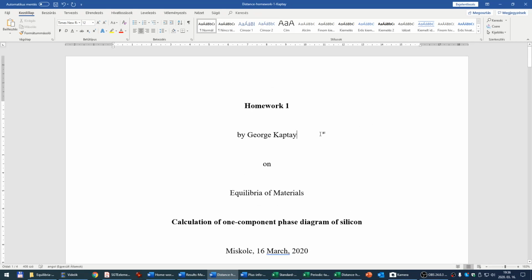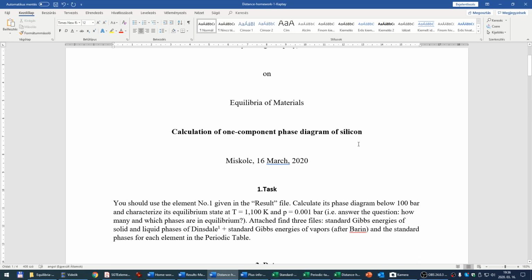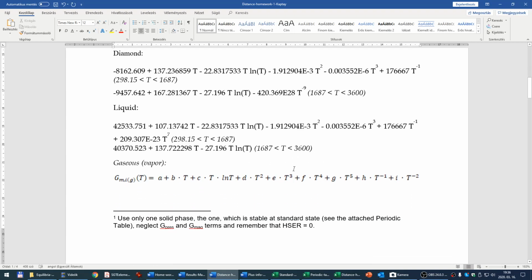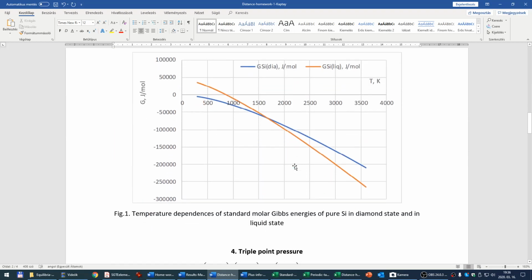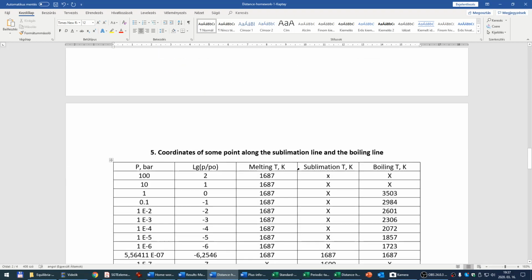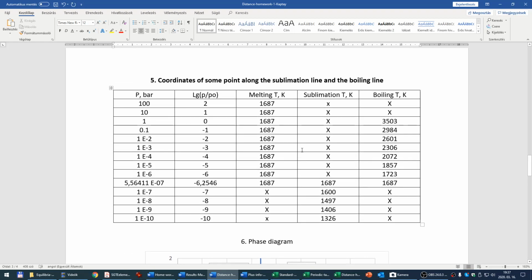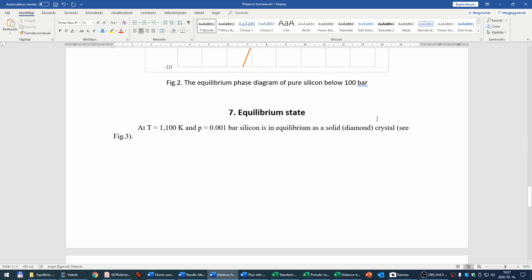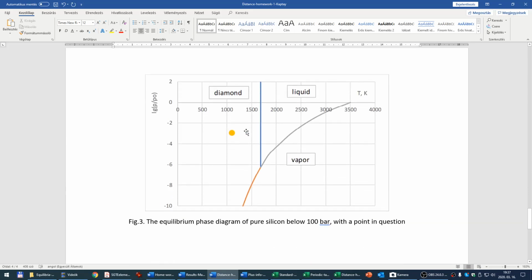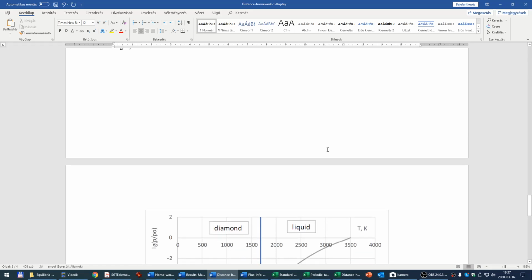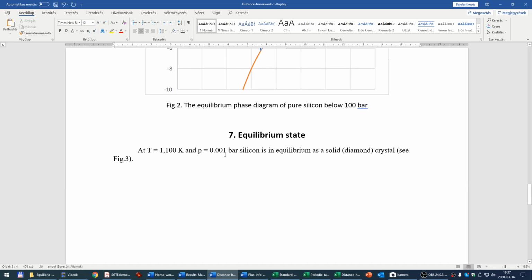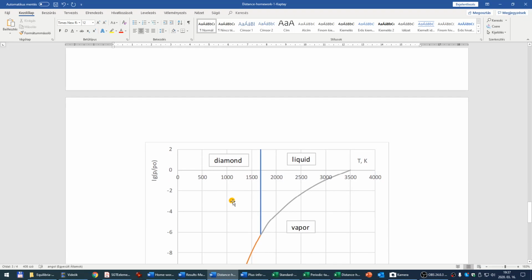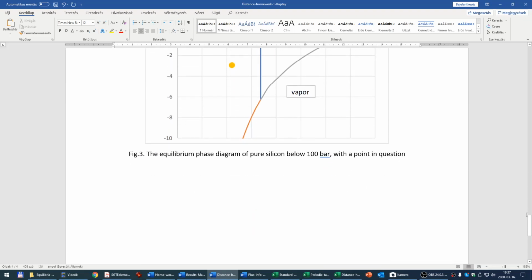We have a title, we have the order, we have the full title, we have the date, we have the task, we have the data, we have the melting point, we have the triple point pressure, we have the table with the coordinates of the melting point, sublimation points and boiling points, we have the phase diagram, and we have the equilibrium state for the point in question, and we have even the description explaining that the equilibrium is solid diamond for this point, and this was it.